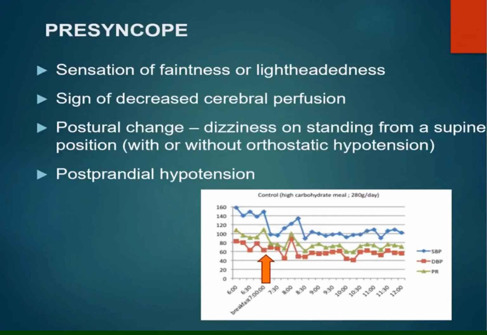Turning towards non-vestibular issues is presyncope. This is a sensation of faintness or lightheadedness. It often is associated with decreased cerebral perfusion and is precipitated by postural changes, such as getting dizzy on standing up from a supine position. And it may occur with or without measurable orthostatic hypotension. Also common in frail, diminutive, older women, typically frail, again, older adults, is postprandial hypotension.